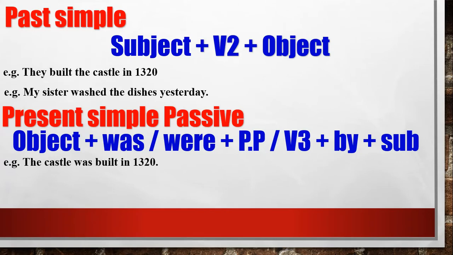Okay, let's continue. Sentence number 2. My sister washed the dishes yesterday. How can we change this sentence to the passive? We will start by using the dishes. After the dishes, we want to use verb to be in the past because this sentence is in the past. So we will say the dishes were because the dishes is a plural noun. So the answer is the dishes were washed yesterday by my sister, or by my sister yesterday. The dishes were washed yesterday by my sister. Both of them are correct. Okay, let's continue.